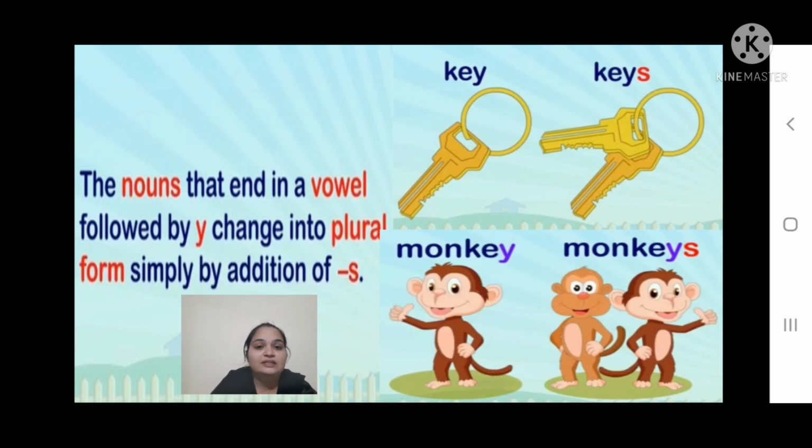And see here, there is one more rule. If a word ends with y and there is a vowel letter before it, then we just add s to form the plural. For example, key becomes keys. And one more example, monkey, and here also it ends with y and there is a vowel letter e, so we just add s to make it plural and we say it as monkeys.